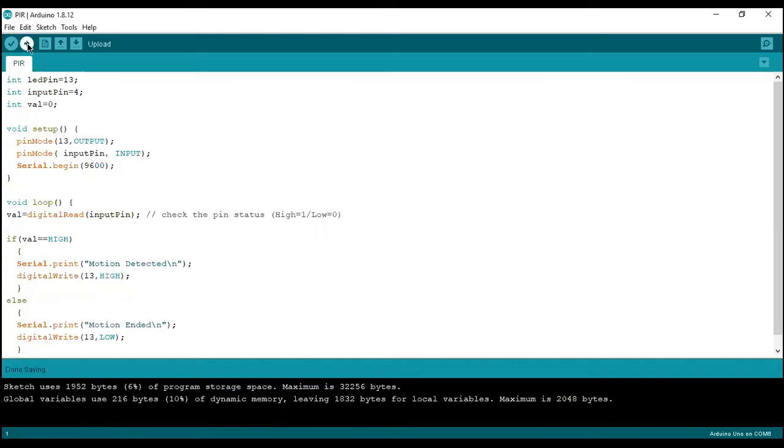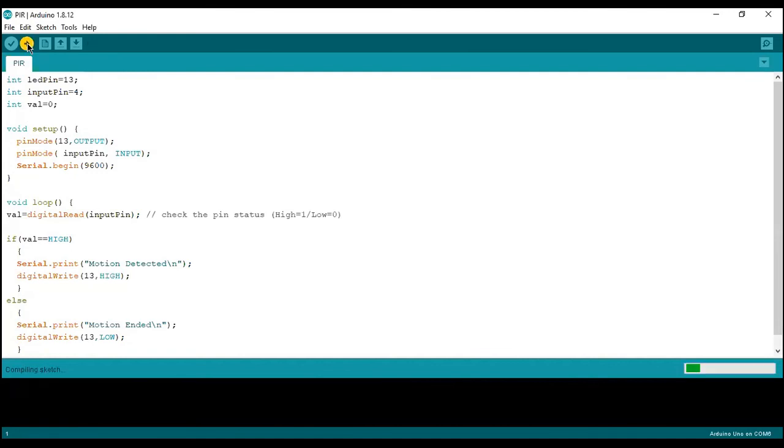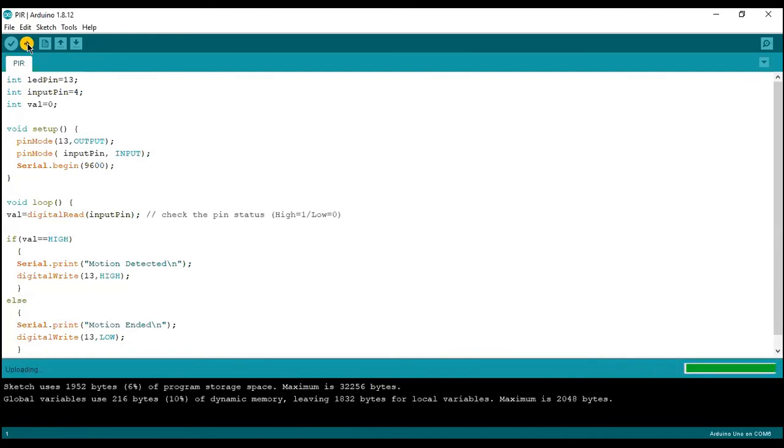Now let us compile and upload the sketch. See the output on serial monitor and observe the status of inbuilt LED. When motion is present, LED is on, and when motion is absent, LED is off.